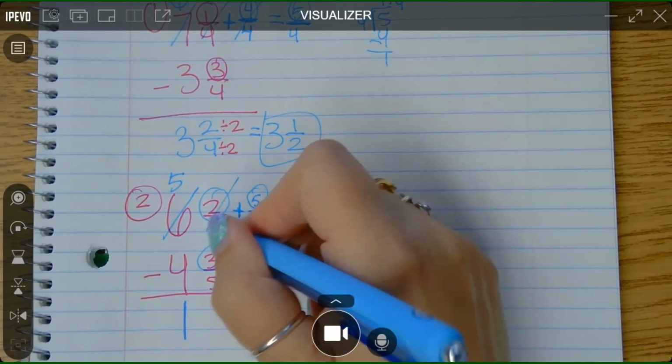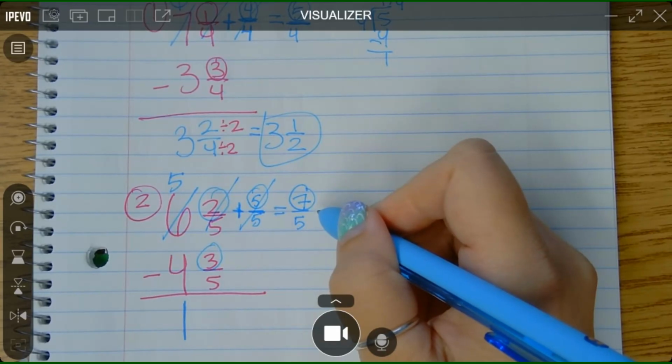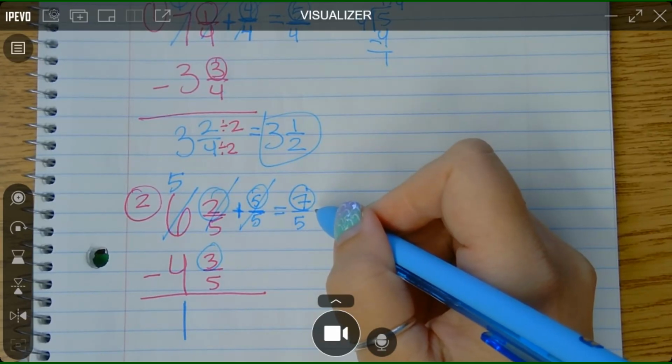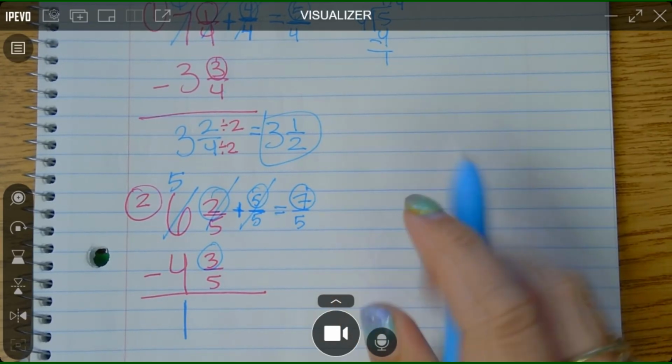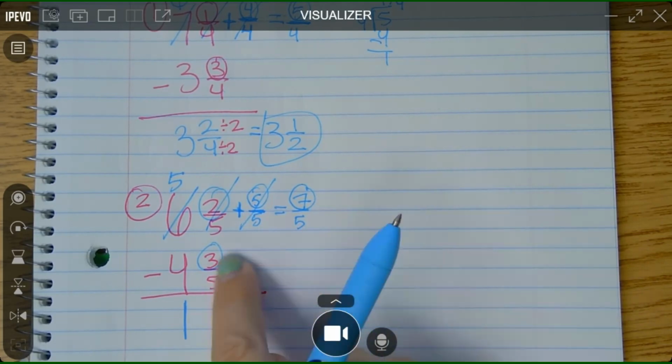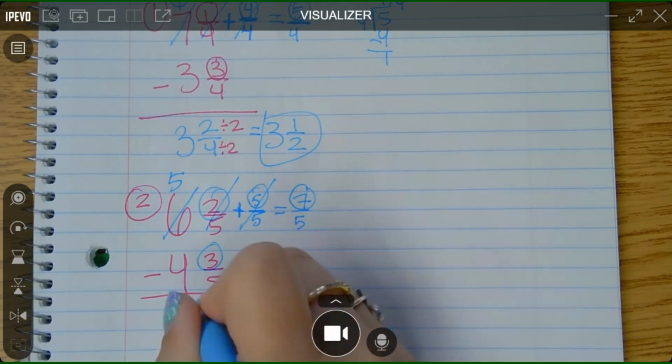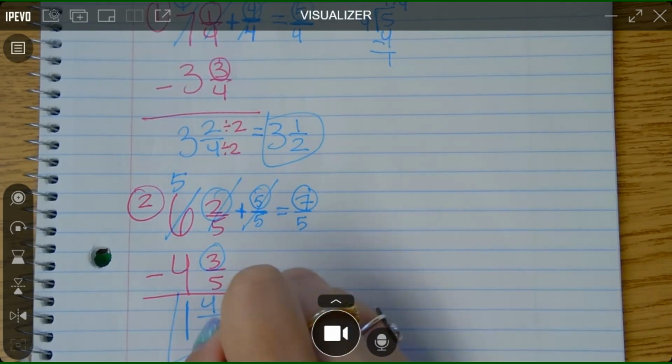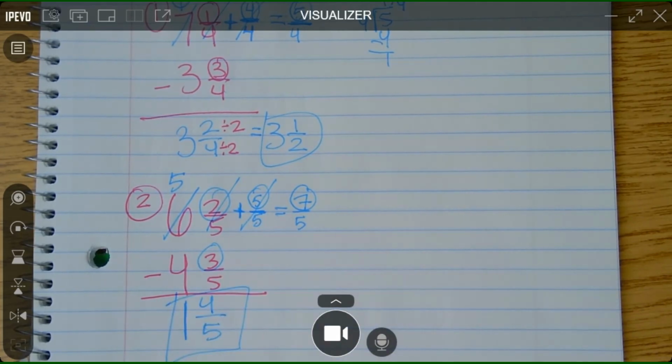1 and 2/5 is the same thing as 7/5. So I'm just rewriting 1 and 2/5 as 7/5. So then I have a big enough numerator to subtract 3 from. 7 minus 3 is 4, and keep the denominator the same. Okay, so we started with that. Now I'm going to show you hard, where they don't have the same denominator.